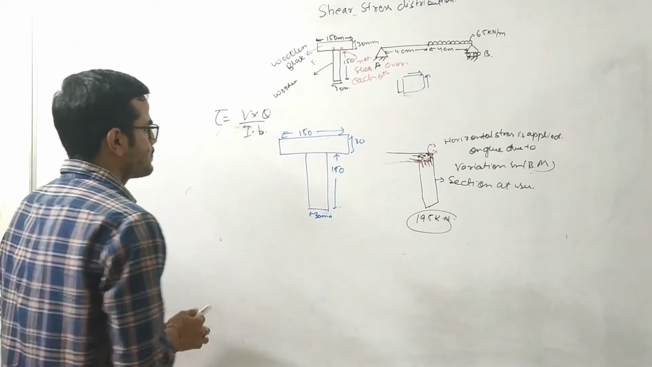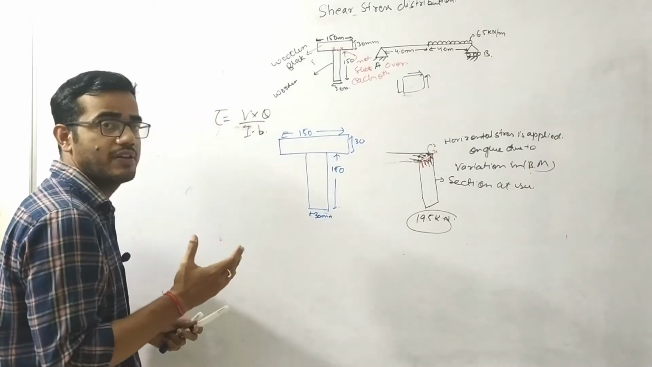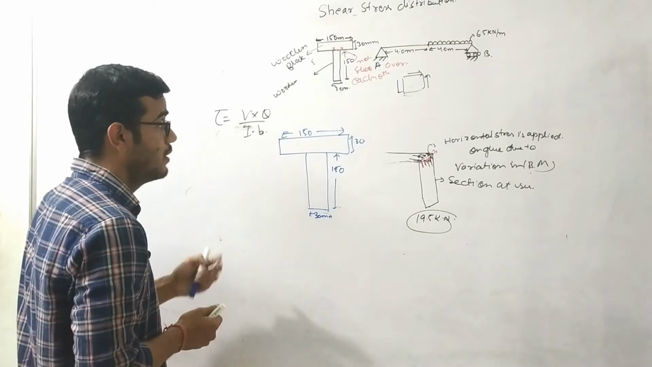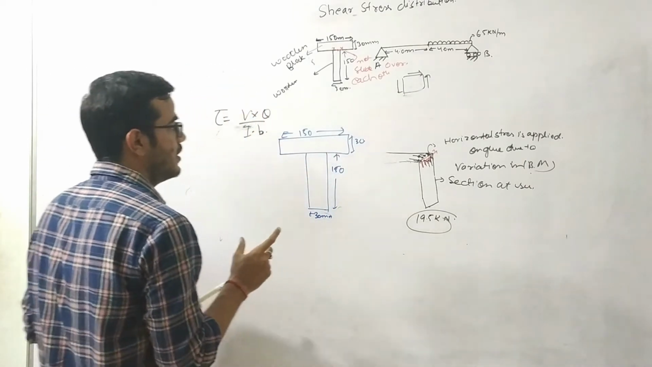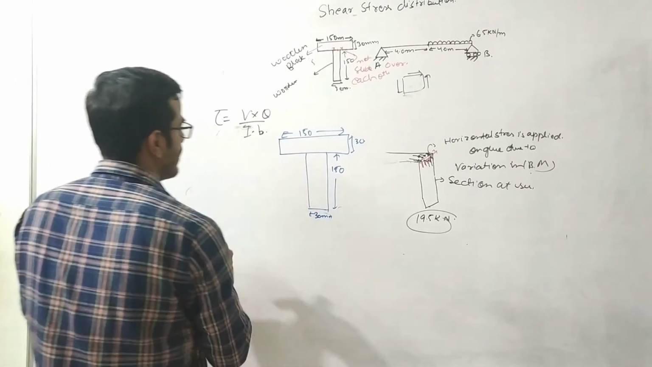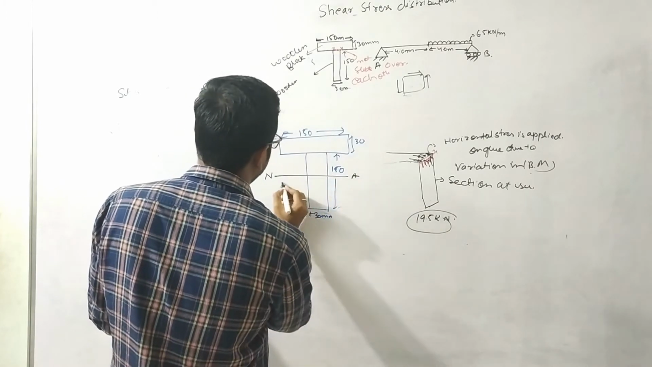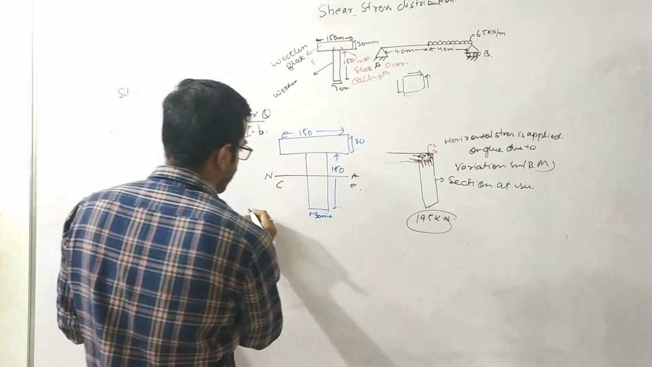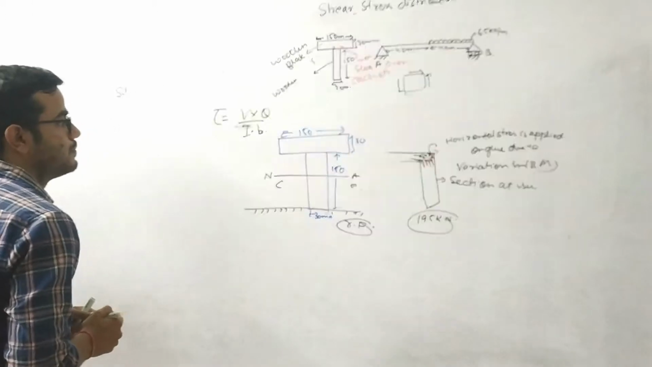So the neutral axis is where your stresses are zero, the bending stresses are zero, and the strain due to bending will be zero at that location. So I need to calculate the neutral axis of this beam, which is equal to the centroidal axis also. So how do I calculate the centroidal axis?